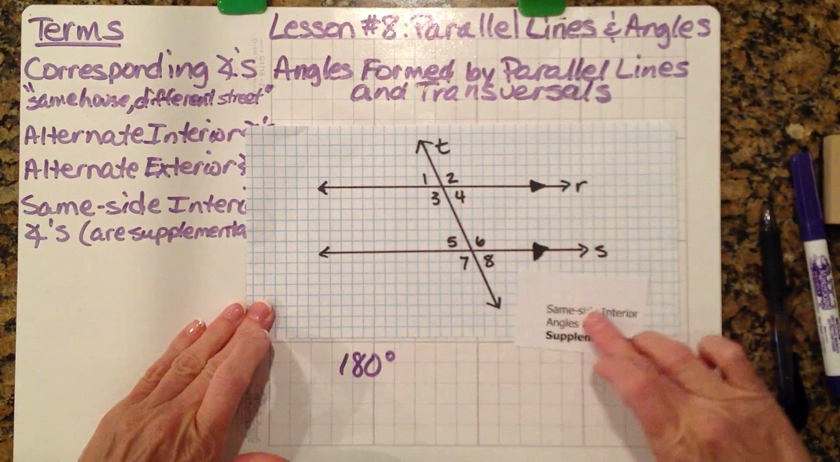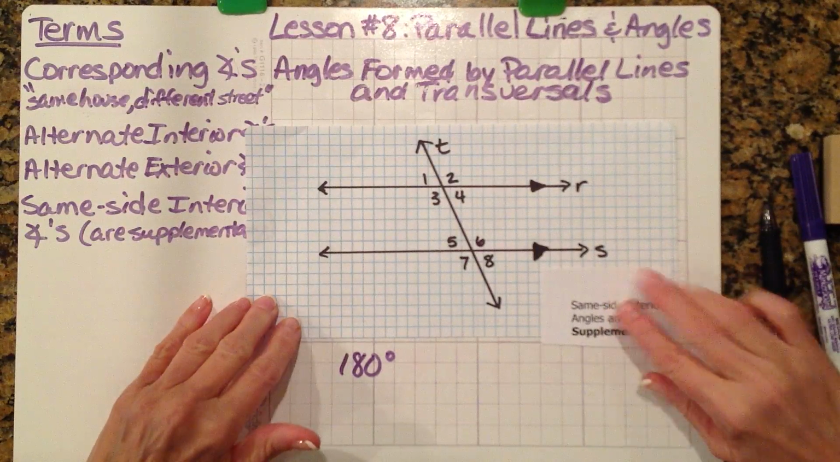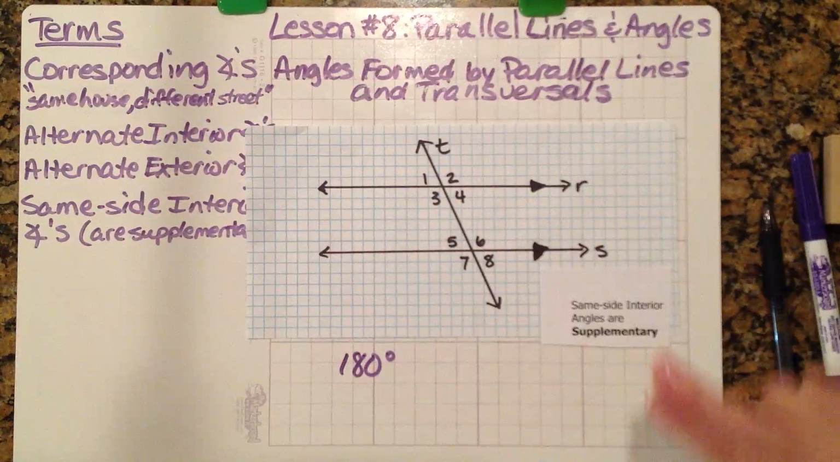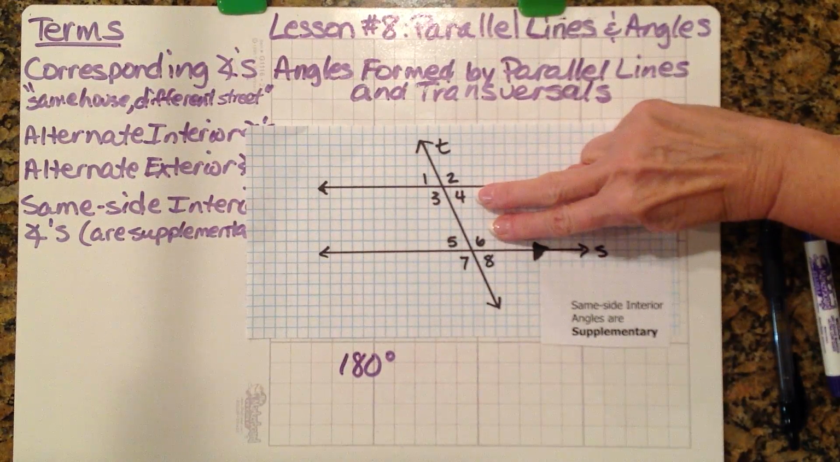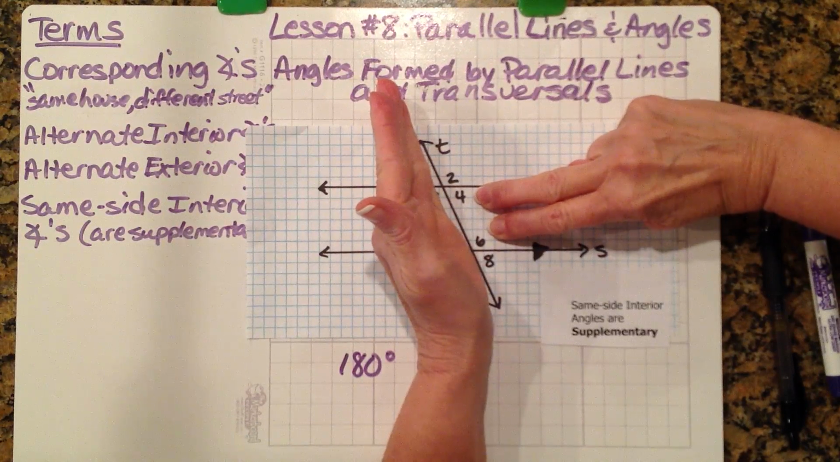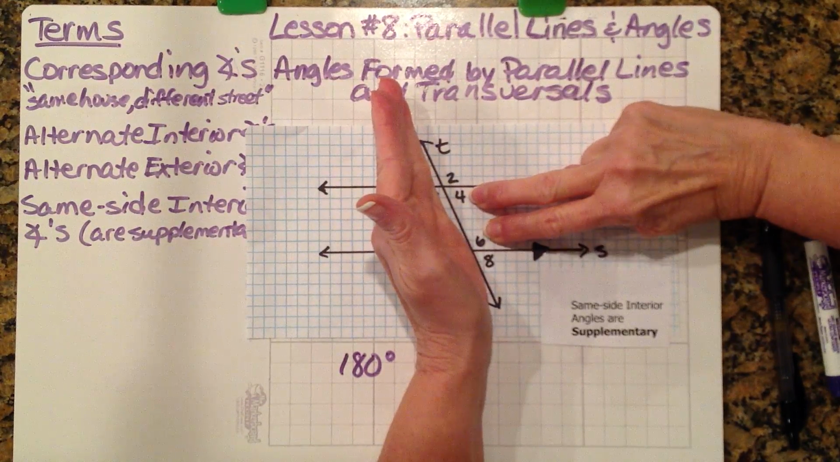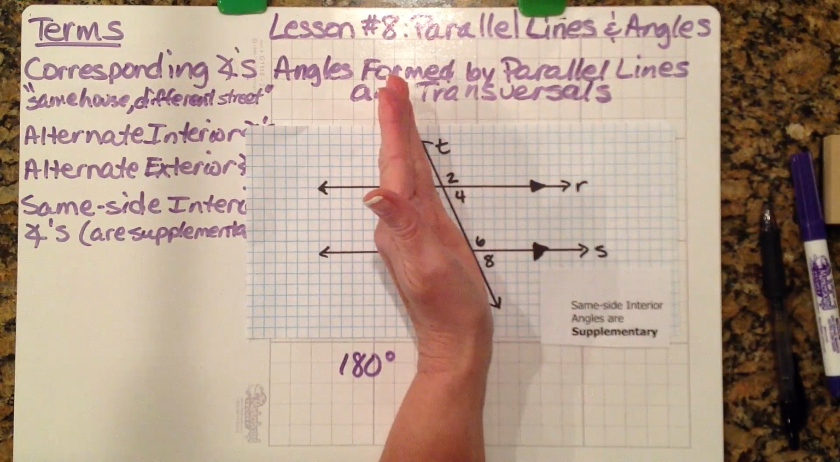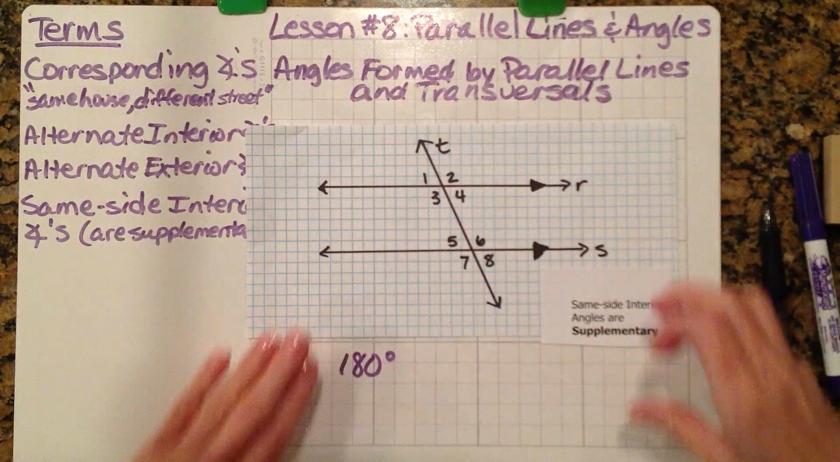Okay, now let's look over here for some other same side interior angles on the other side of the transversal. Okay, this is the interior of my neighborhood. Here's the same side of the transversal. And which two angles are over here? Angle 4 and angle 6. Those two angles are supplementary to each other, meaning they add up to 180 degrees.